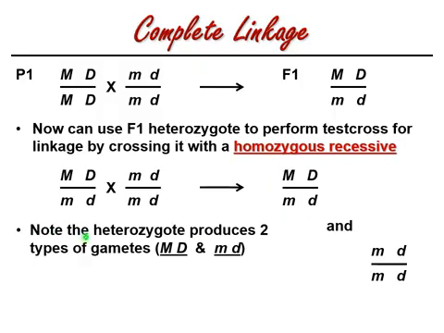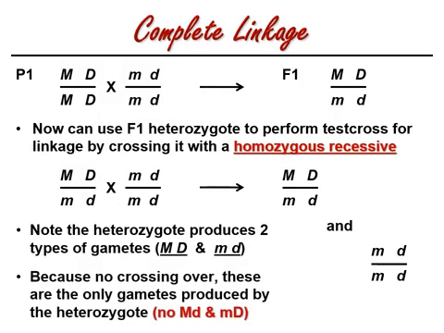So note that the heterozygote produces two types of gametes. That's why we care about the heterozygote. It could make, theoretically, this gamete or this gamete. And because there is no crossing over, because of complete linkage, we're testing for it, but I'm just telling you this is a complete linkage example.